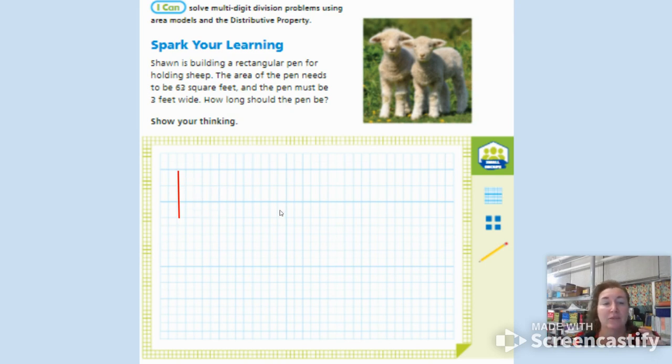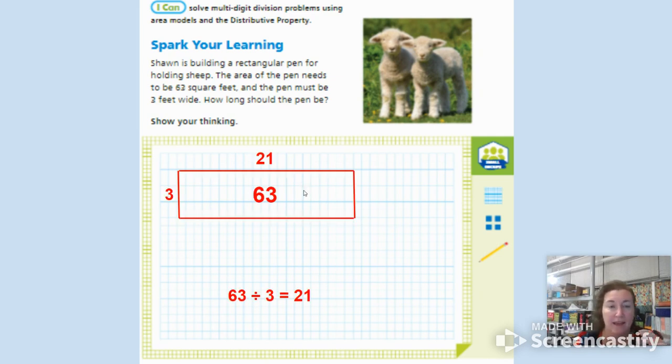And then once we had those dots, we knew we had 3 rows, and we had to count how many was in each row. And we could actually complete our rectangle to make an area model. So this is a total of 63 little squares. 3 rows of 21 make 63 little squares. So we figured out that 63 divided into 3 rows is 21.